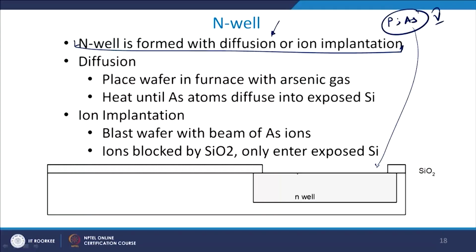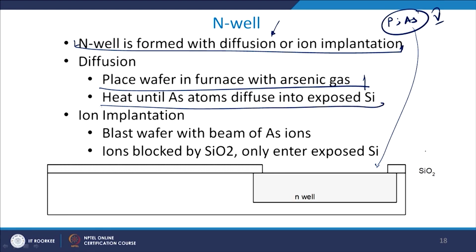So, for the diffusion, if you look, we use arsenic gas in a furnace. What we do is that arsenic gas is there, and we heat it, and arsenic atoms diffuse into the exposed silicon. So, these arsenic atoms will diffuse from maybe a glass source, and from there the arsenic atoms will come and sit onto the silicon wafer, which is the silicon wafer which you see, and the silicon dioxide.